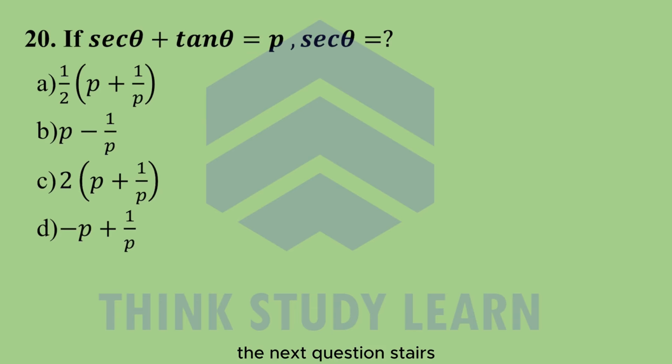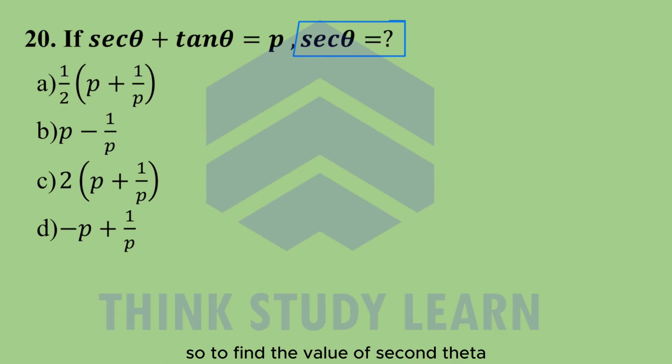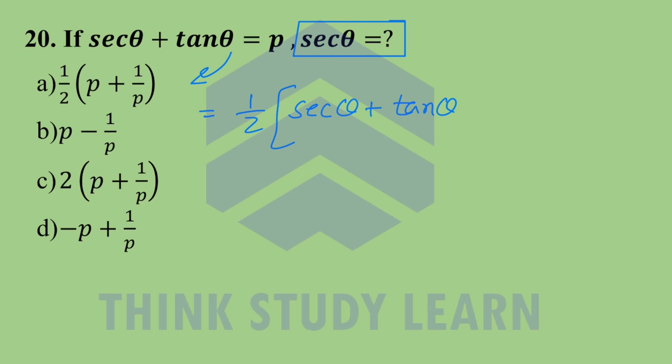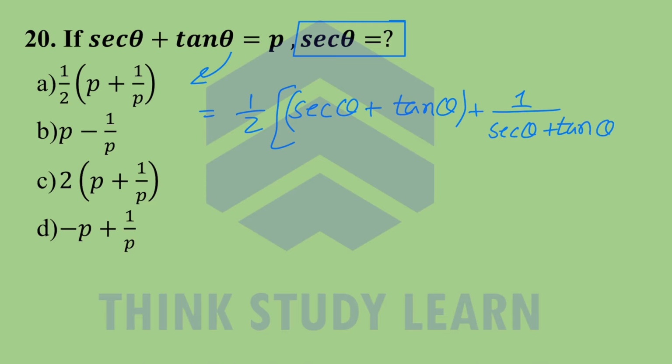The next question states if secant theta plus tan theta is equal to p, then we have to find the value of secant theta. So to find the value of secant theta, we will put the options into secant theta plus tan theta is equal to p and find which option satisfies the given condition. So putting the value in A option here, 1 by 2, here p is secant theta plus tan theta, so plus 1 over p will be secant theta plus tan theta.